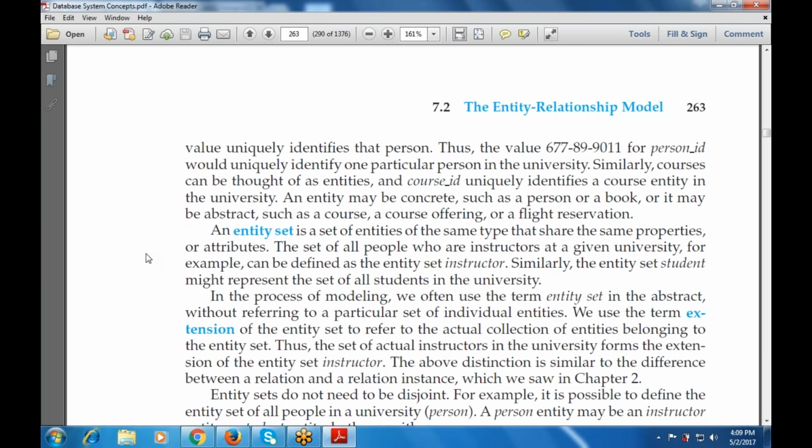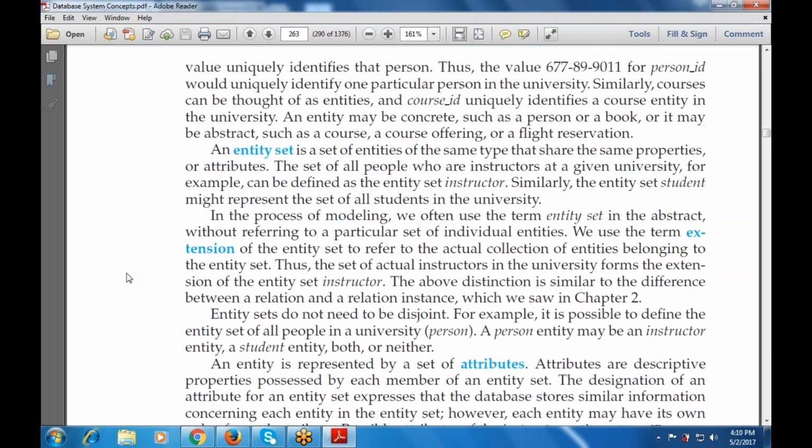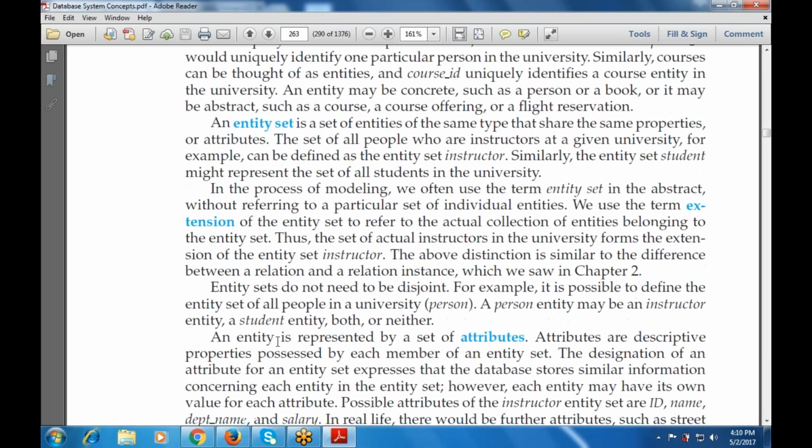Entity sets do not need to be disjoint. For example, it is also possible to define the entity set of all the people in the university, a person. The person entity may be an instructor entity, a student entity, both, or neither.